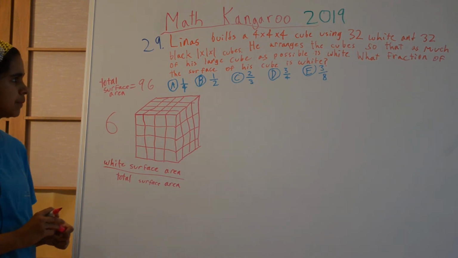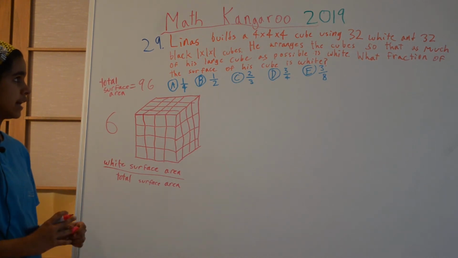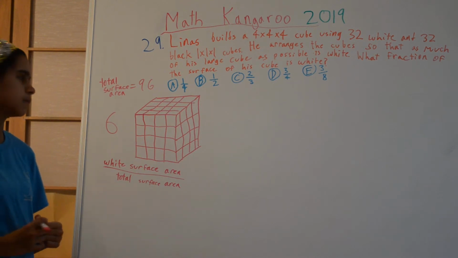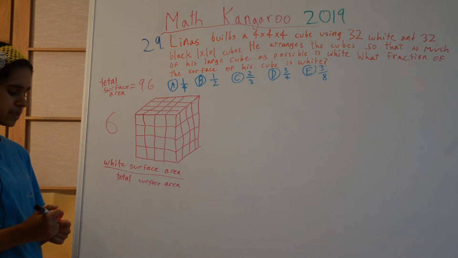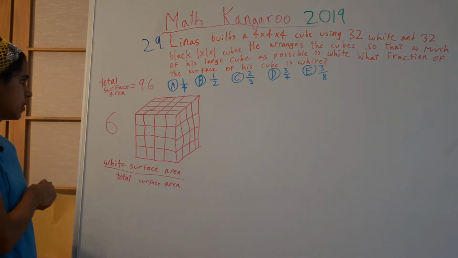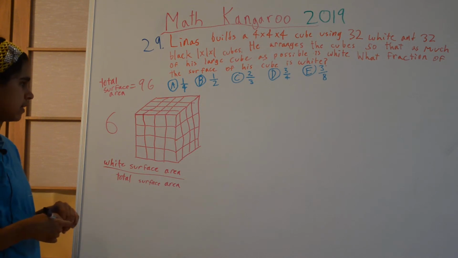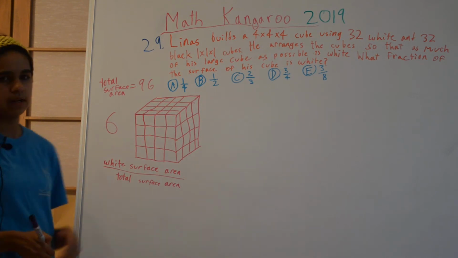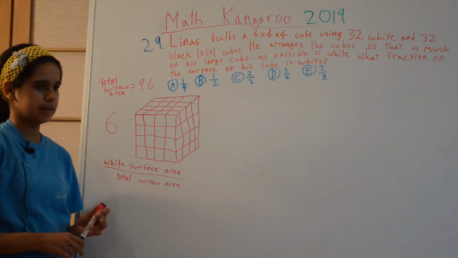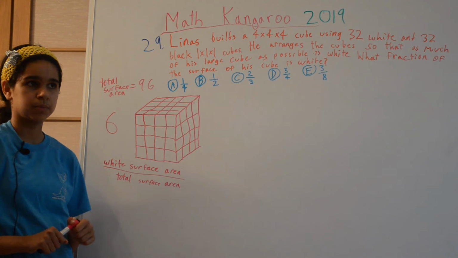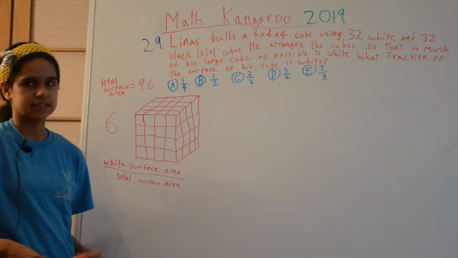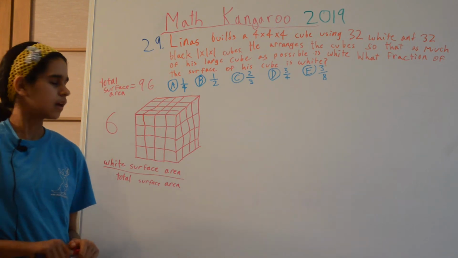In the problem, we know that Linus wants to maximize the white surface area, make it as large as possible. So we can figure out how Linus would do that. Well, Linus isn't going to want any white cubes in the middle, because in the middle of the cube there are no faces visible, and putting white cubes there doesn't contribute to the white surface area.